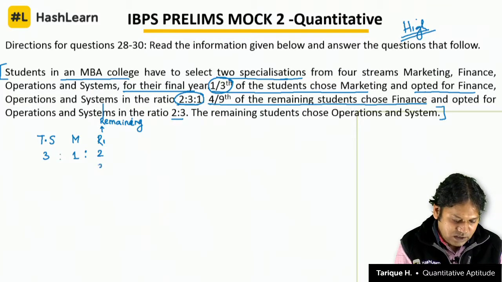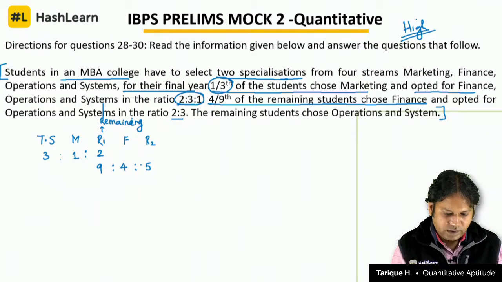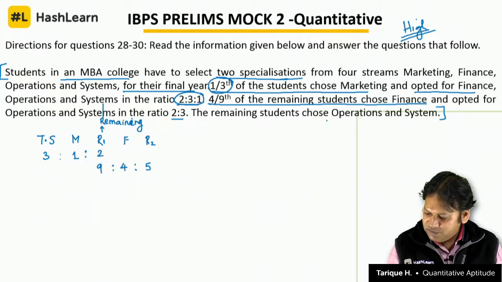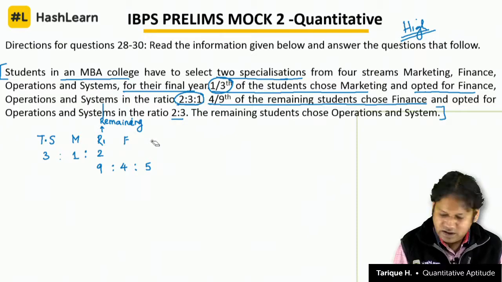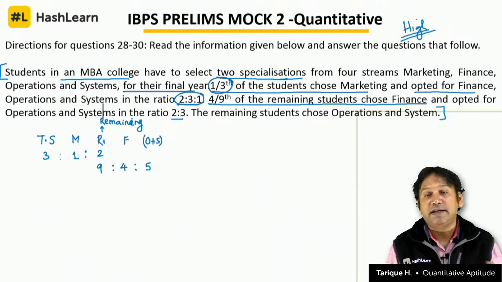So the remaining students is 9, and the number of those who chose finance will become 4, because 4/9. What will be the new remaining now? 9 minus 4, that's 5. The remaining students chose operations and systems, so we can write directly here that the remaining students chose operations and systems. Clear? Okay. Now you can understand.